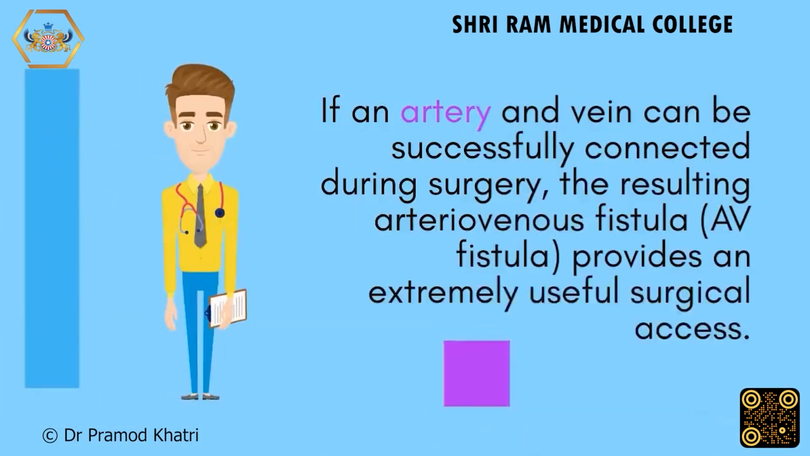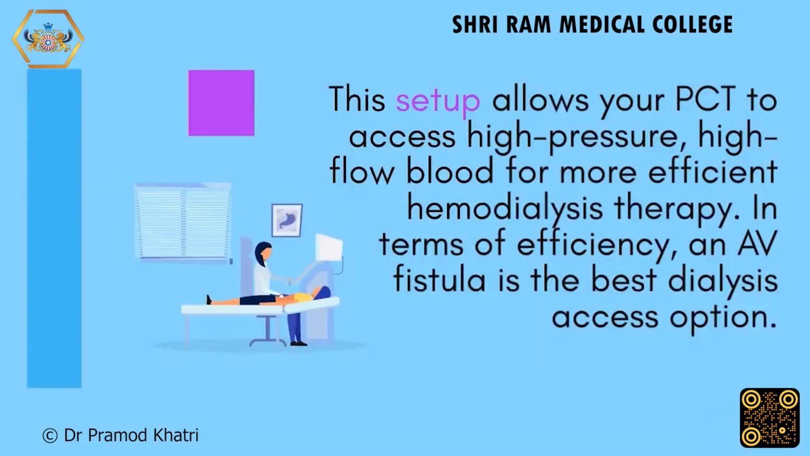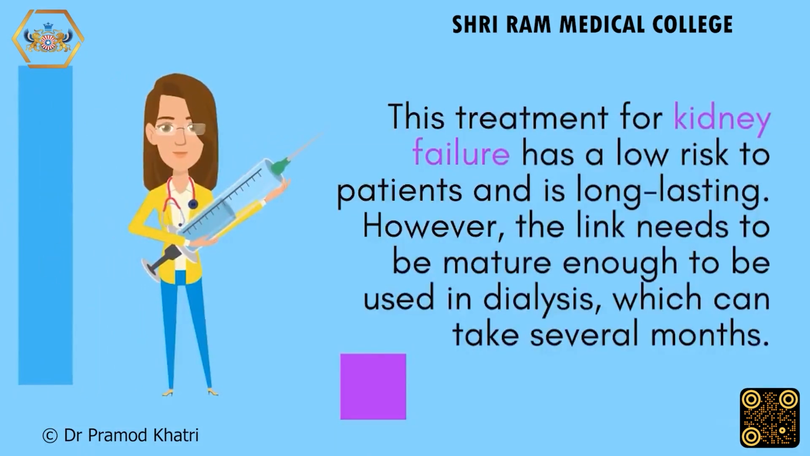If an artery and vein can be successfully connected during surgery, the resulting arteriovenous fistula, AV fistula, provides an extremely useful surgical access. This setup allows your PCT to access high-pressure, high-flow blood for more efficient hemodialysis therapy. In terms of efficiency, an AV fistula is the best dialysis access option. This treatment for kidney failure has a low risk to patients and is long-lasting. However, the link needs to be mature enough to be used in dialysis, which can take several months.